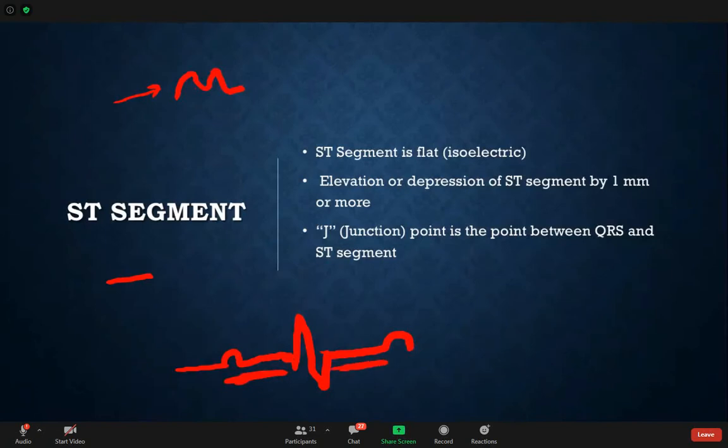Okay, so any elevation above this line we call ST elevation. If your ST segment continues like this, this is ST elevation. If your ST segment comes down, it is ST depression. And the J point is the junction between the QRS and the ST segment. We call it the J point.